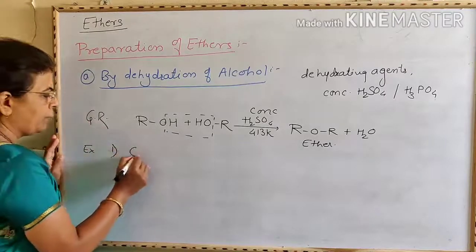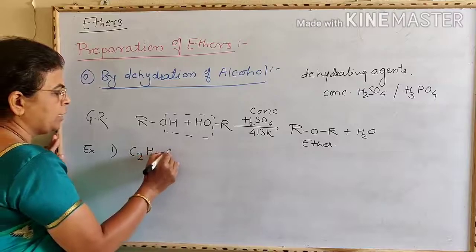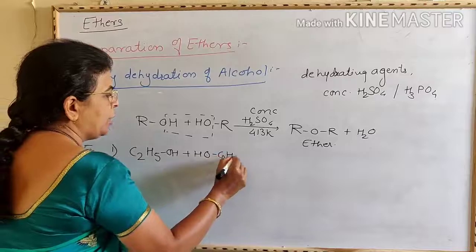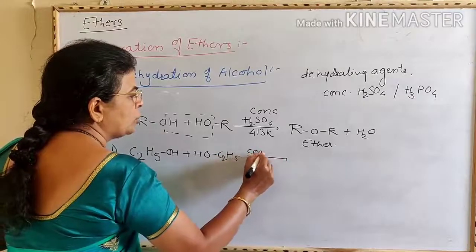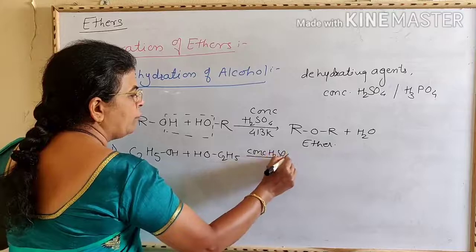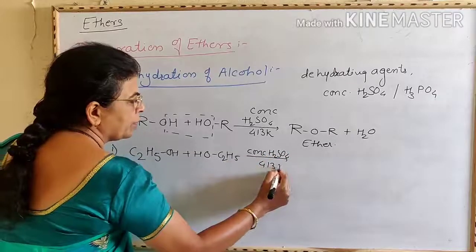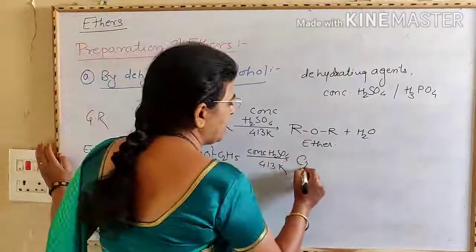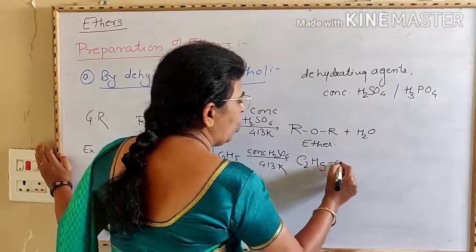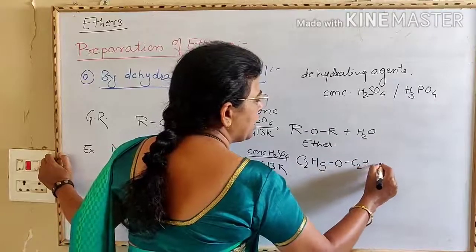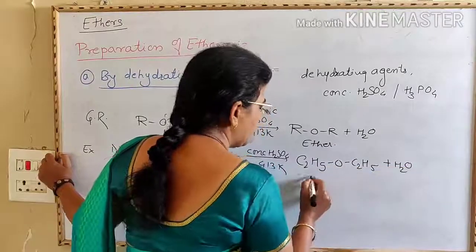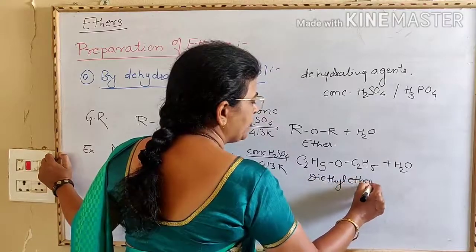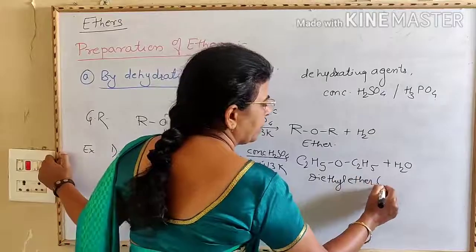Now we are going to see an example. If we take the example of C2H5OH, that is ethyl alcohol, when it undergoes intermolecular dehydration in presence of concentrated H2SO4 at 413 Kelvin temperature, then formation of diethyl ether takes place, that is C2H5OC2H5 plus H2O. This compound is diethyl ether. The IUPAC name of this compound is ethoxyethane.